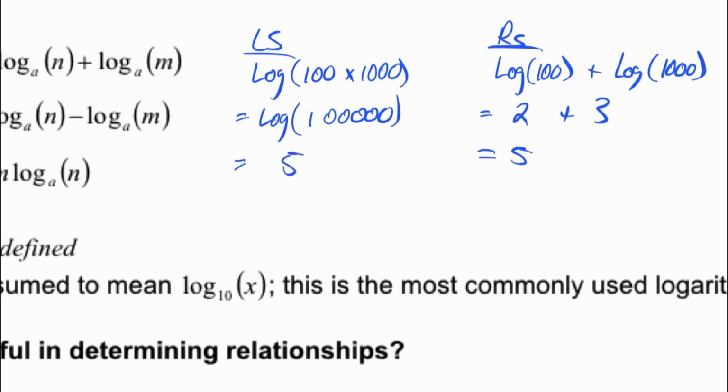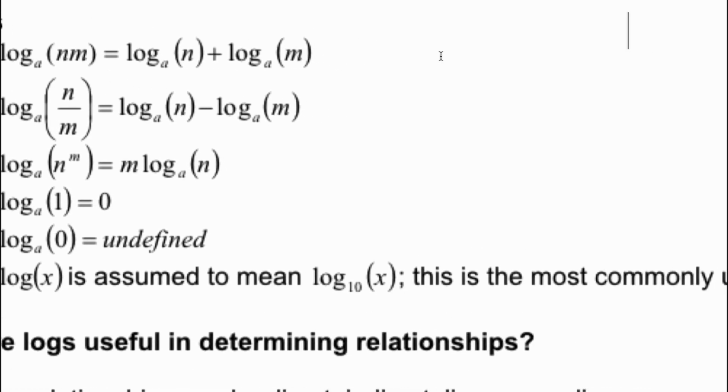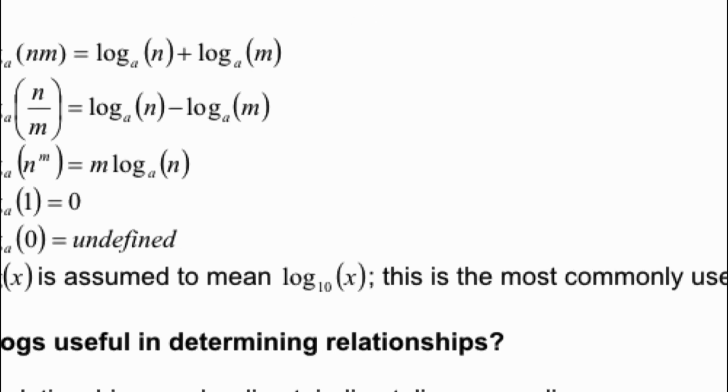What exponent of 10 gives us this is 5. Awesome. Next, the quotient rule. And this one states that the log of a quotient is equal to the log of the numerator minus the log of the denominator. So let's look at a sample problem of this variety.